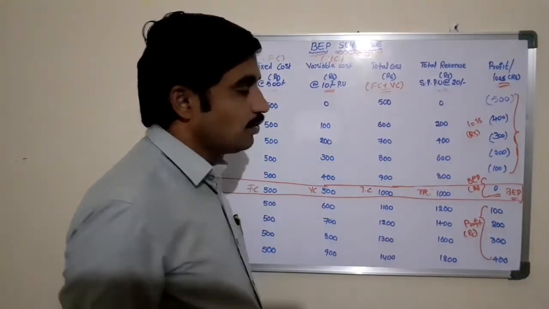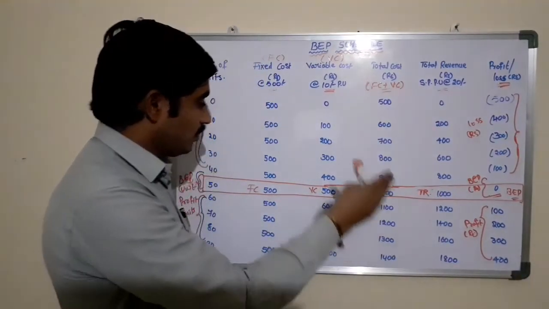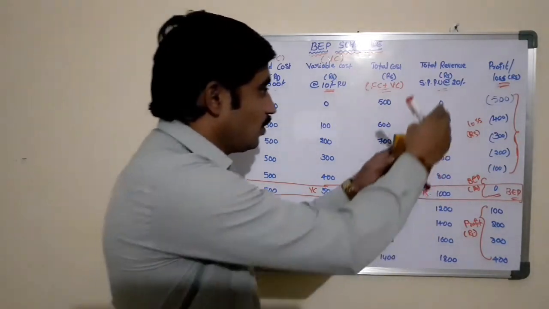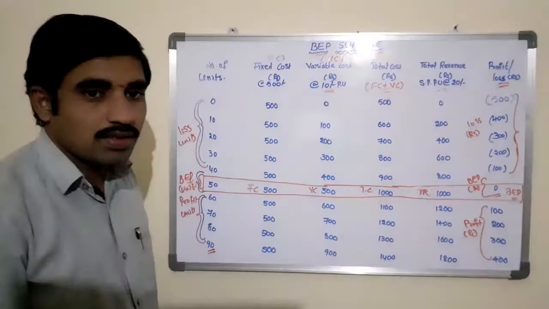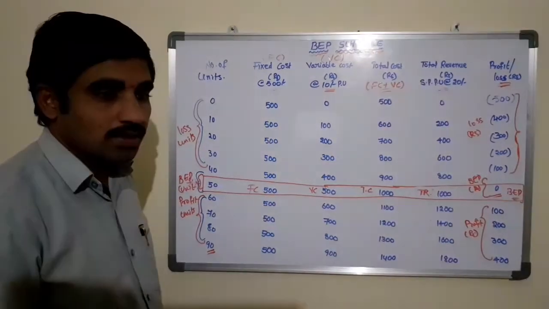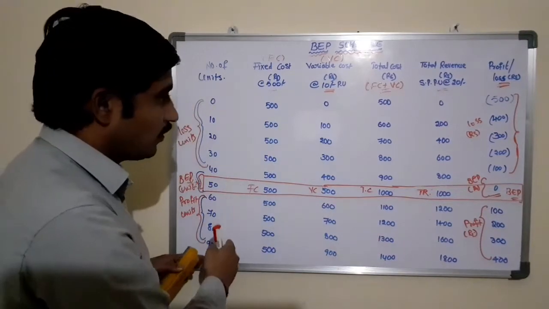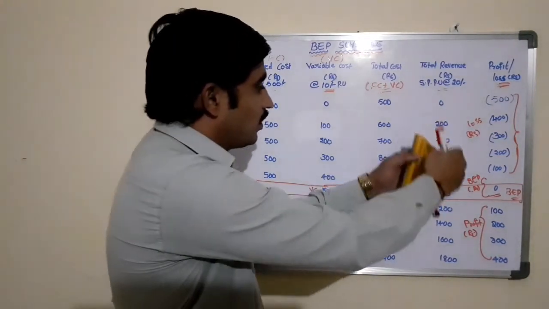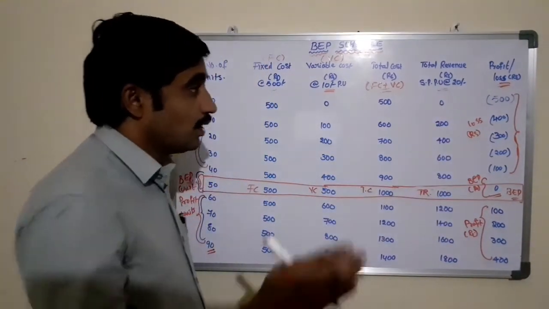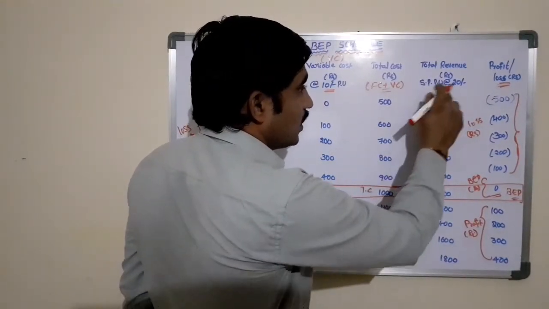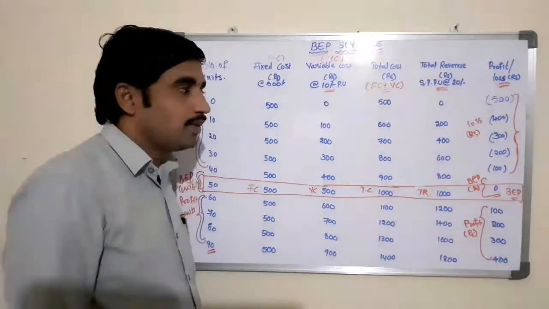And the total revenue also: there is a positive relationship between the number of units produced and sold and the total sales of the business. So here there is a positive relationship between the number of units produced and sold and the total revenue of the business. And here, one more most important assumption is that the selling price per unit is always constant.